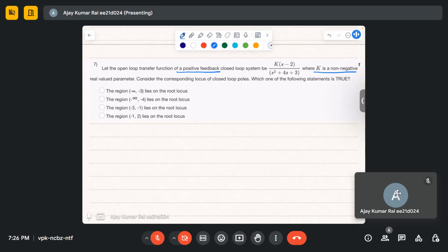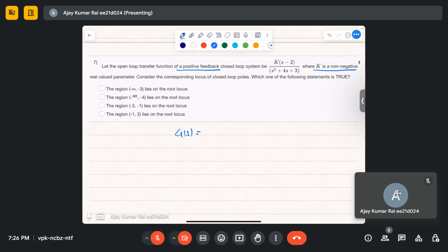Which one of the following statements is true? So we have to do the step 2 and find out. Okay, so the open loop transfer function is given: s square plus 4s plus 3. Okay, and k is non-negative, that means k is positive, right?